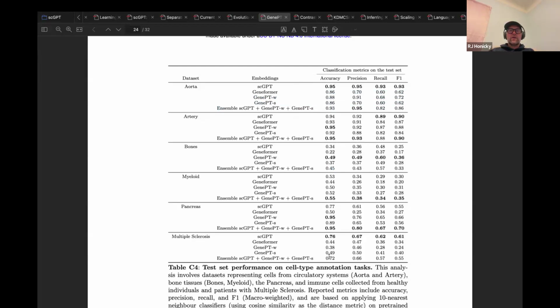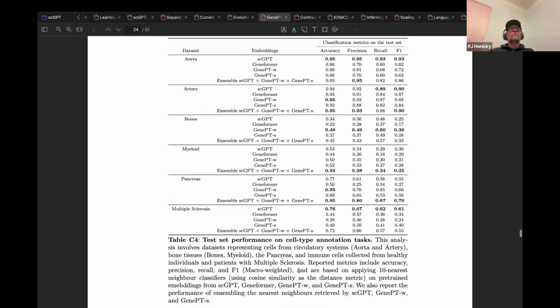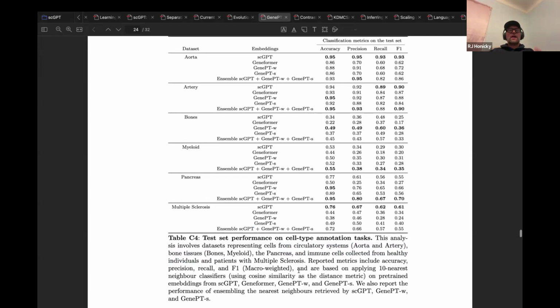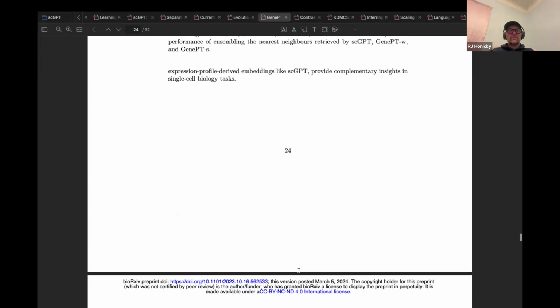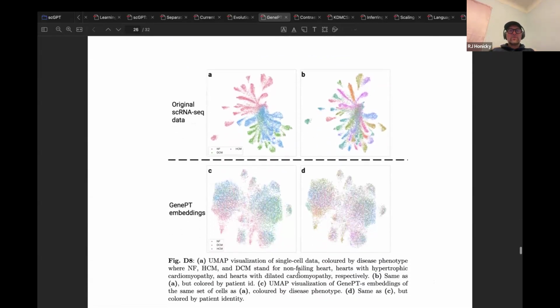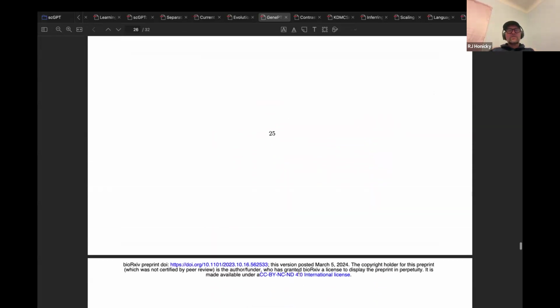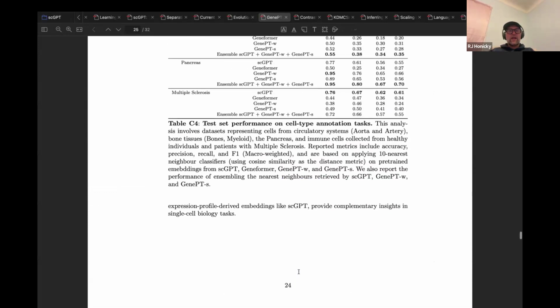So it lost here, but it does seem like maybe it's worth doing an ensemble of different models. The point they make in here is that scGPT is giving you a slightly different, complementary result. So I thought that's basically all I did. They have some cool visualizations that are UMAPs, but that's basically all I really looked at.